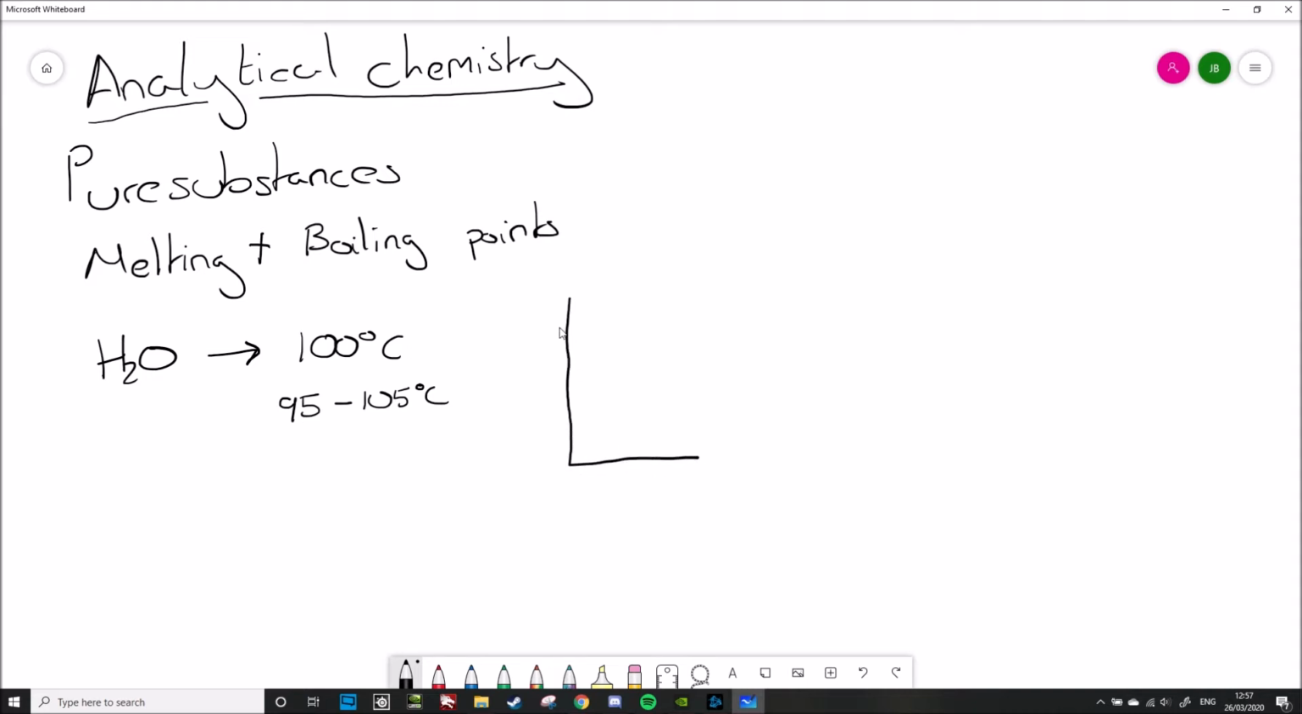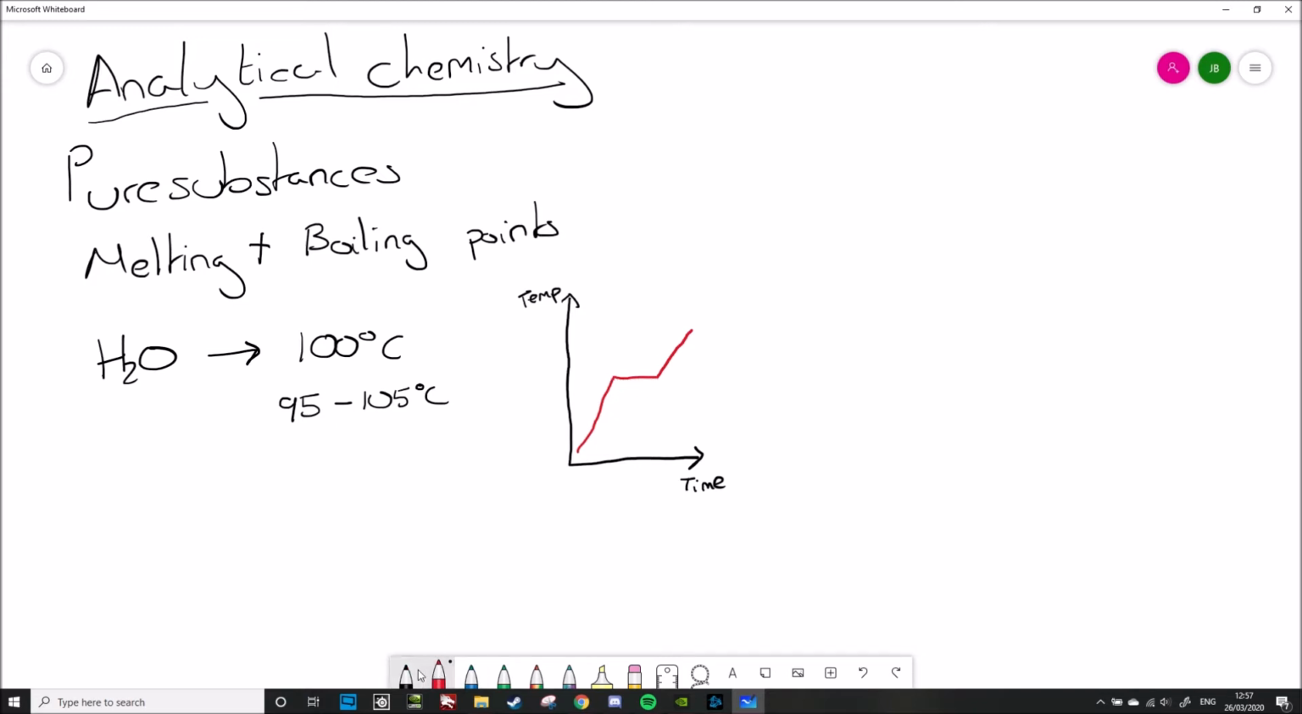So this is temperature, and this is time. So for a pure substance, and I'll do pure in red, the temperature will go up, and then it will hit the boiling point, and it will flatline. And then once it's changed state, so it's gone into a gas, the temperature will go back up again. And this flat line is what we're looking for in a pure substance.